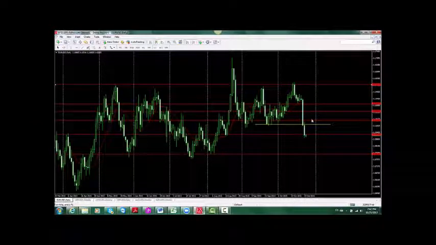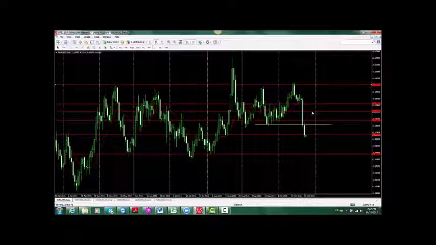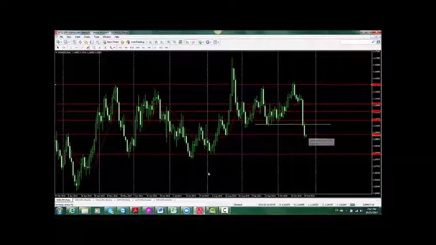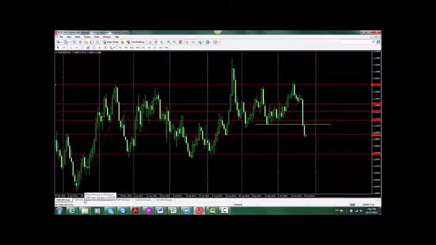1150, though, would be a nice area for a pullback, and if the sentiment turns around, we may see a pullback further up as well. However, right now it is quite negative. So the bias in terms of weekly and daily is both to the downside for the euro dollar.